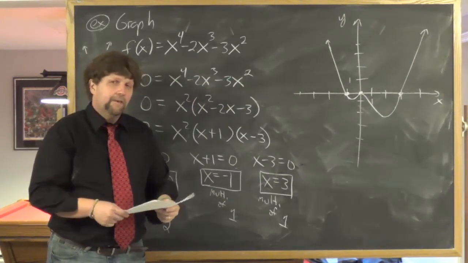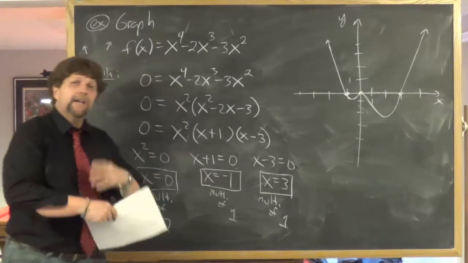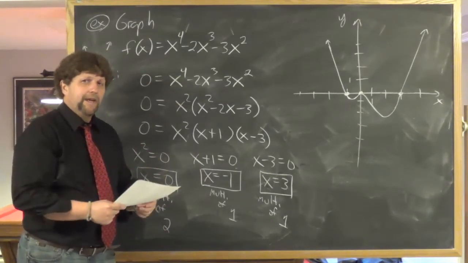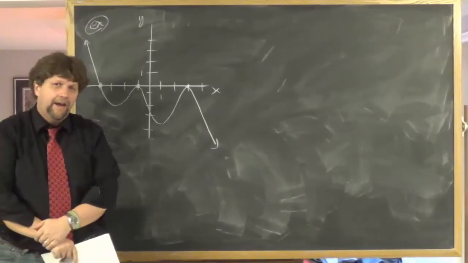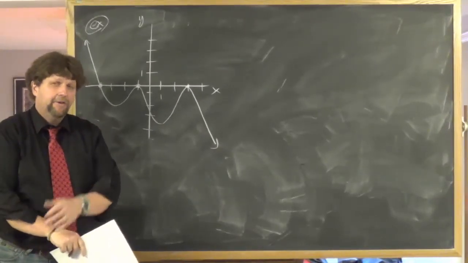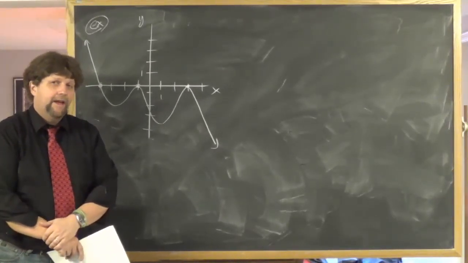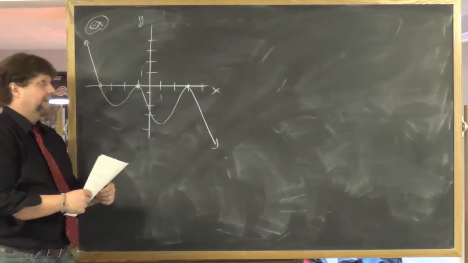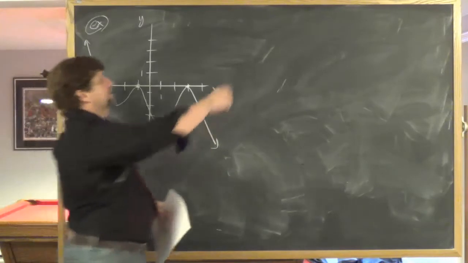I'm going to do one more example, except this next example, I'm going to kind of turn things around on you. Show you what I mean when we come back. All right, folks, here's a graph. I've given you a graph. And my first question for you is, just by looking at the graph, can you find the zeros?